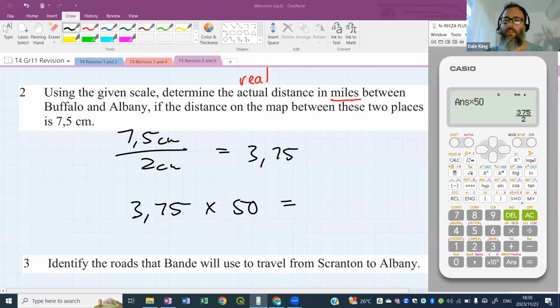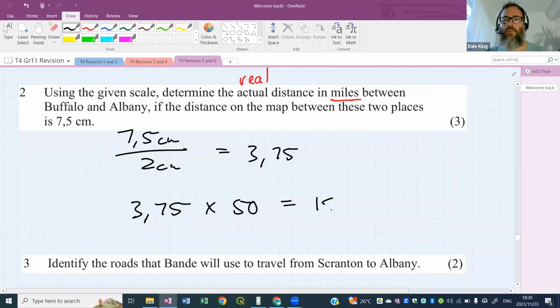Thank you, sir. That was fantastic. 187.5. And what are the units? We're working with miles. Okay, so this linear scale is working with miles. Thank you so much for the help.